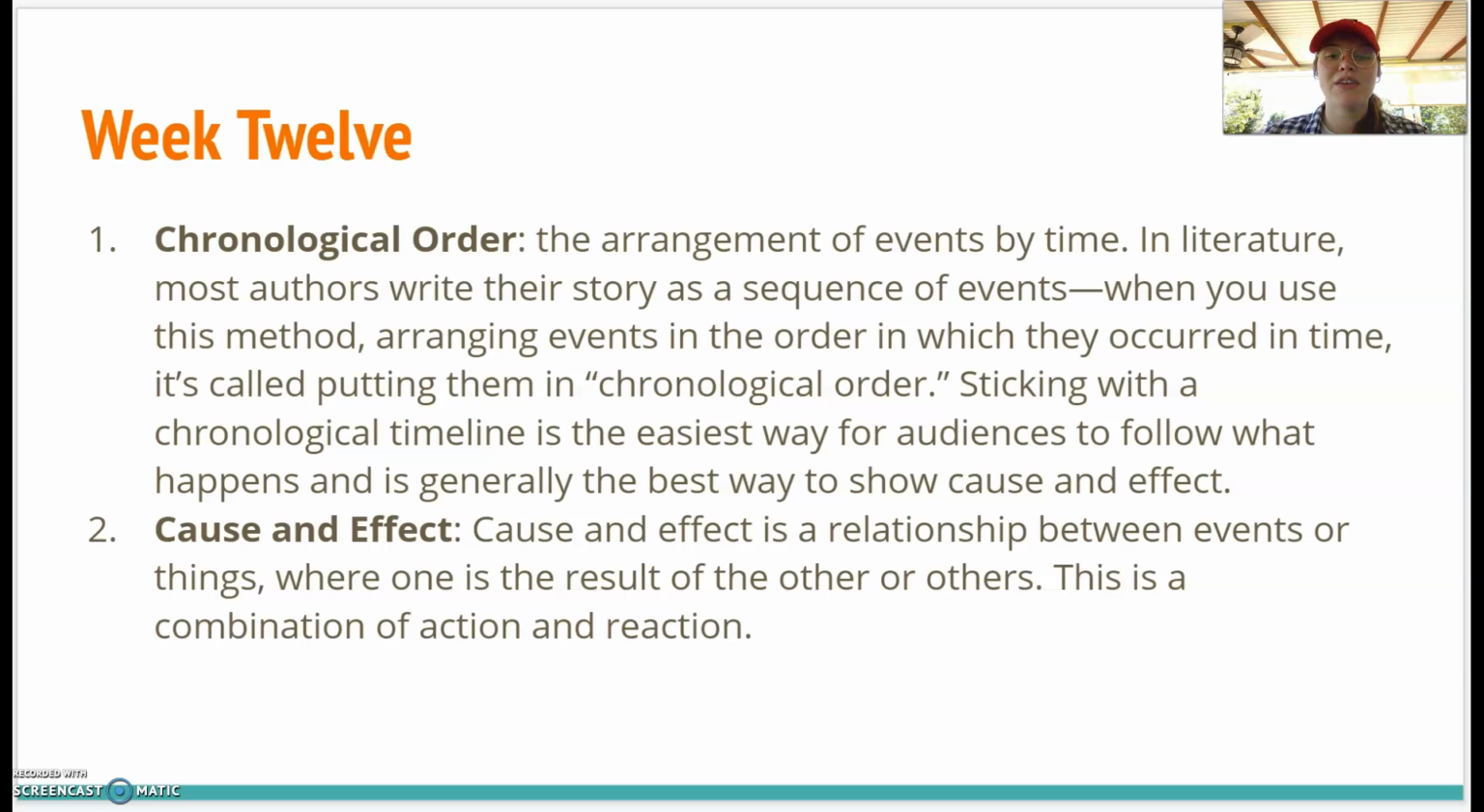When you use this method, arranging events in the order in which they occurred in time, it's called putting them in chronological order. Sticking with a chronological timeline is the easiest way for audiences to follow what happens and is generally the best way to show cause and effect. Cause and effect is a relationship between events or things, where one is the result of the other or the others. This is a combination of action and reaction.